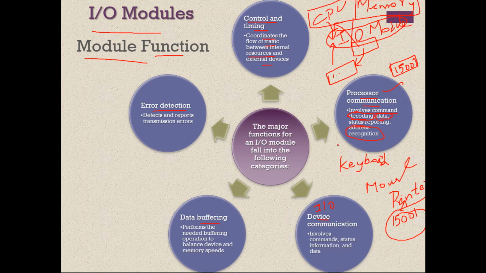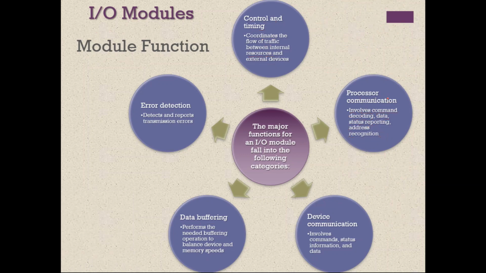So there are many devices connected to the IO module. It is the job of the IO module to recognize the address, because the processor will send everything in terms of addresses. The IO module should be able to locate which device this address refers to. That is called address recognition, right? So this is about processor communication. Whatever the processor is communicating, the IO module should be able to decode it and perform the appropriate action, report the status back to the processor, and also recognize the addresses. So every IO device will be uniquely identified by an address.